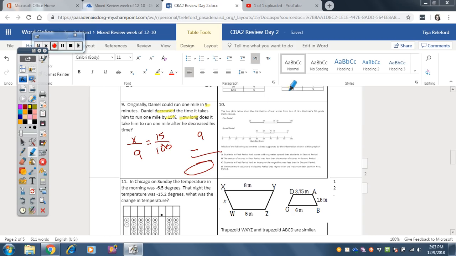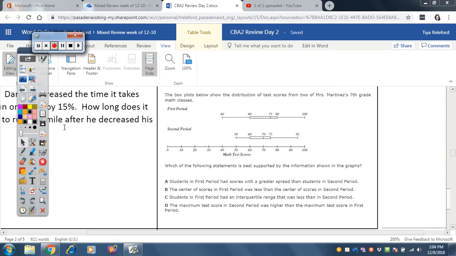Number 10. Oh, it's so tiny. Hang on, I'll make it bigger. All right, number 10 says, the box plots below show the distribution of test scores from 2 of Mrs. Martinez's 7th grade math classes. Which of the following is best supported by the information shown in the graph? So we are looking for true.